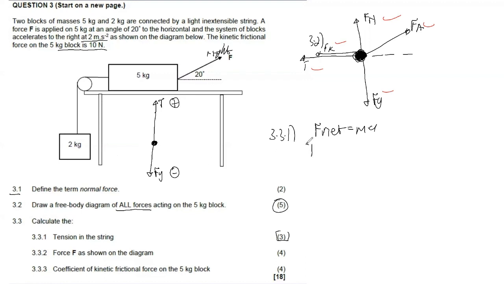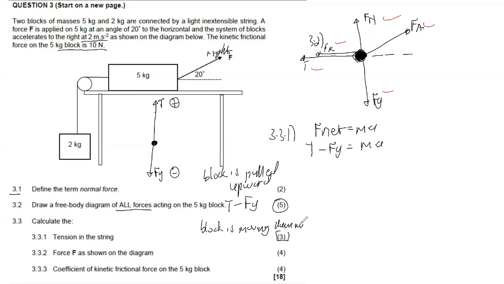So the equation needs to be tension minus Fg, and this is equal to ma. Note this: if a system or a block is pulled upward, always have this at your disposal. This is T minus Fg. But if the block is moving downward or is being pulled downward, then it becomes Fg minus T. So always note that. Because the block is being pulled upward, it becomes tension minus Fg, right?